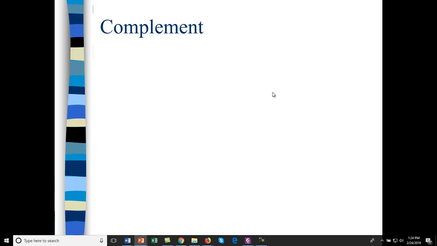Okay. And then last in this chapter, we're going to talk about complement. And complement gives students fits. It's not necessarily a fun thing for them to work on.